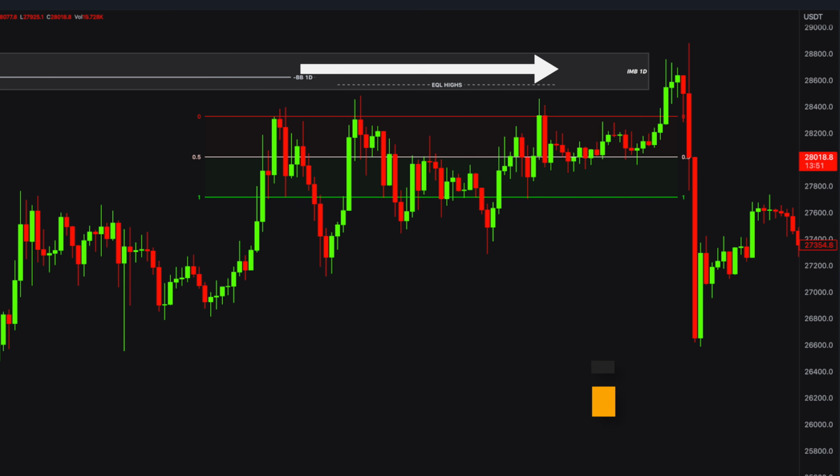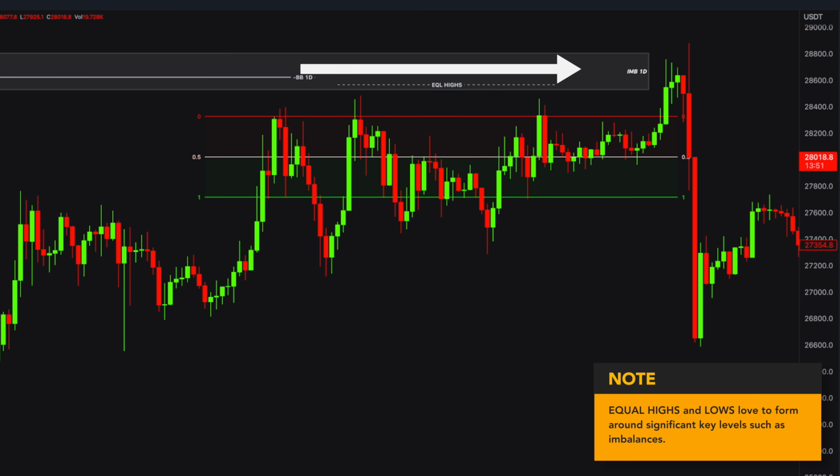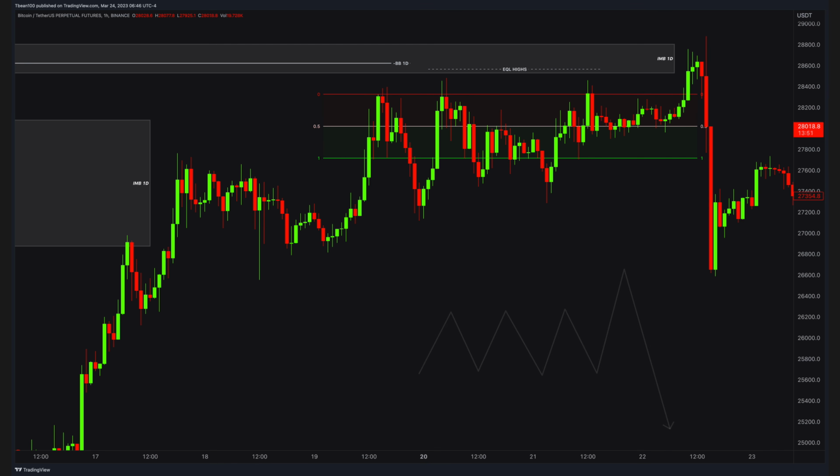These equal highs were absolutely clear right below the imbalance. Just go and watch my previous video and remember what I said. Equal highs and lows love to form around imbalances. So, what is happening here? Let me explain one more time.